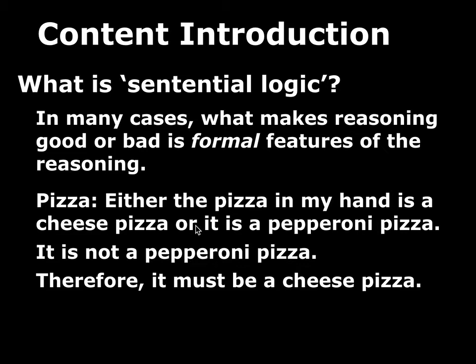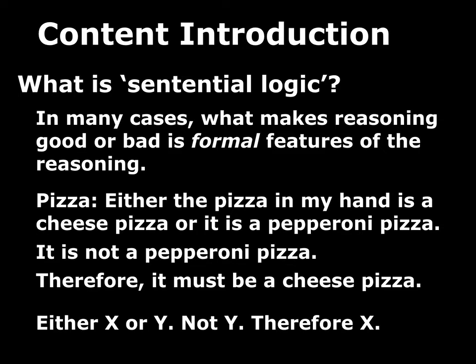Either the pizza in my hand is a cheese pizza or it's a pepperoni pizza. It's not a pepperoni pizza, therefore it's a cheese pizza. There's a form or a shape that argument has. And it's this: either X or Y, not Y, therefore X. And this form, this shape, in this case is filled in with a certain kind of stuff. And here the stuff is sentences about pizza, and whether the pizza is cheese or pepperoni.